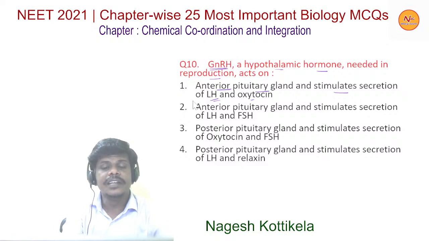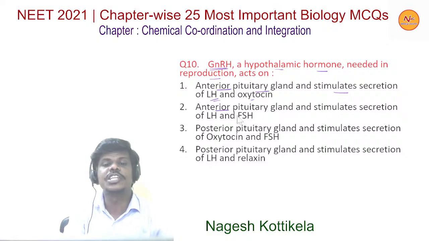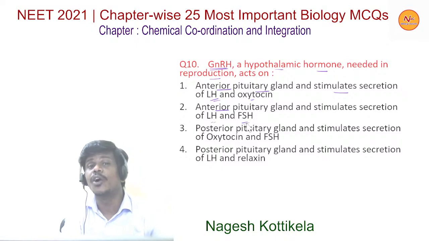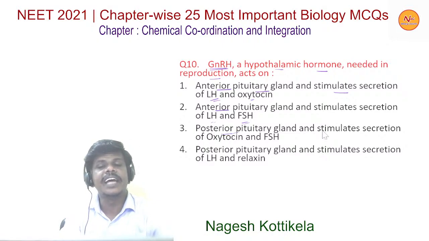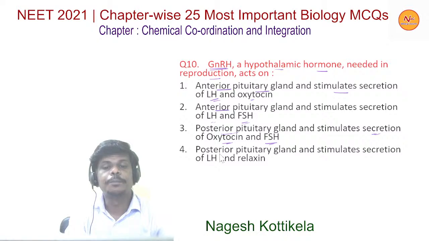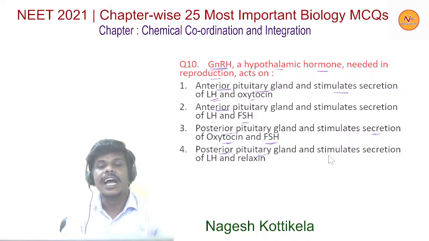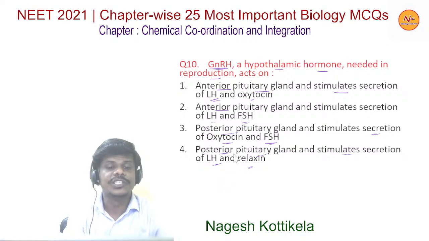Okay, now the second option: anterior pituitary gland, and stimulates secretion of luteinizing hormone and follicle stimulating hormone. The third option: posterior pituitary gland, and stimulates secretion of oxytocin and FSH. The fourth option: posterior pituitary gland, and stimulates secretion of LH and relaxin. Among the given options, option 2 is the right one.